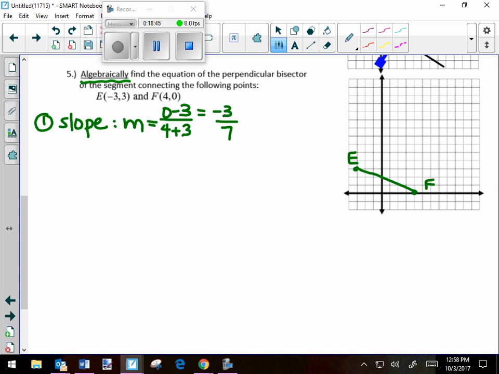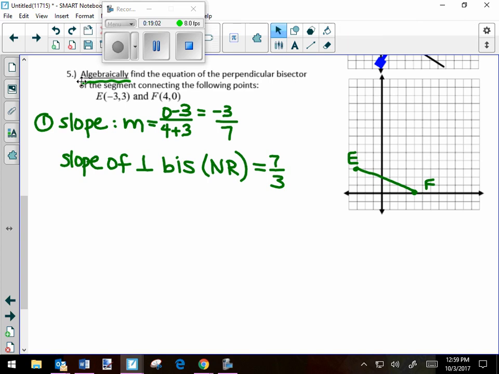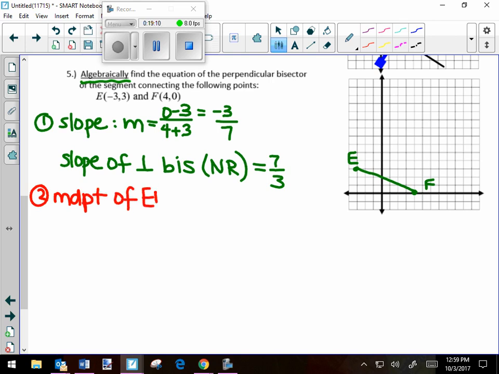That means that the slope of the perpendicular bisector, which is what I'm really looking to find, has to be the negative reciprocal. So the negative reciprocal is going to be 7 over 3. The other thing that I need to find is the actual midpoint of EF, because it's going to be the only point that I know that this line passes through. To do midpoint, we use the midpoint formula. You could do this in your head if you wanted to, but sometimes it's nice to use the formula and get it exact.